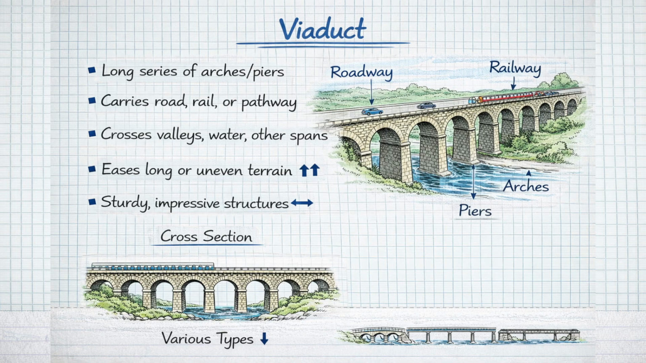24. Viaduct. A viaduct is a long bridge made of multiple spans that crosses valleys or urban areas. It consists of a series of arches, beams, or piers that distribute loads across many supports. Viaducts are commonly used for railways and highways.